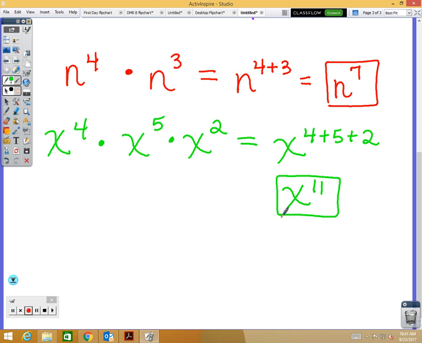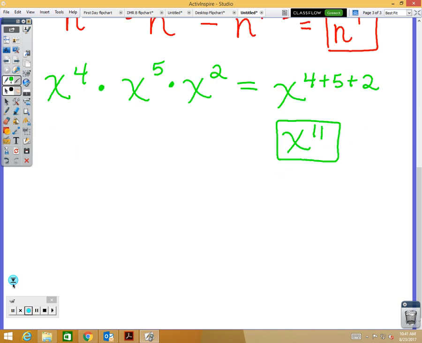No. On your homework, you will not have to do any problems where the bases are not the same, but I just wanted you to know that this property is only going to work when the base is the same, okay?